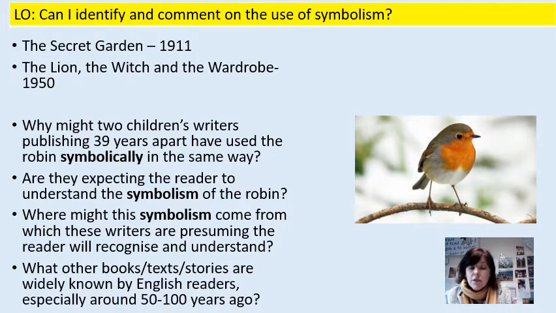Are both writers presuming that the reader will understand the symbolism of the robin? Remember, also, Peter says in all the stories I've read, as if it's a common feature of books that he's read. So where might the symbolism come from, which these writers are presuming the reader will recognise and understand? And what other books, texts and stories were widely known by English readers, especially 50 to 100 years ago? So what is the book that writers, especially in the last century, could presume everybody had read and everybody knew?